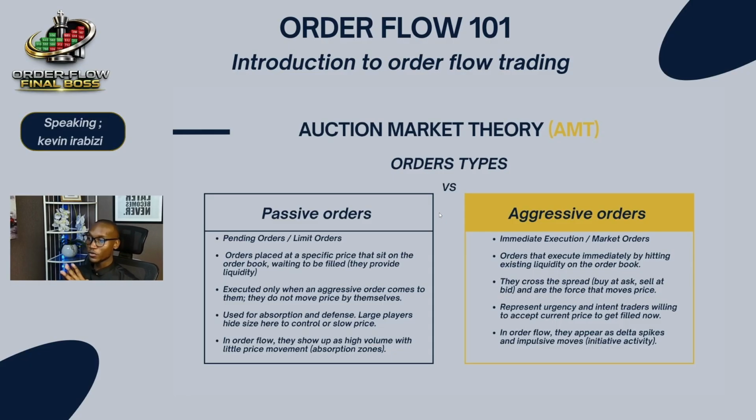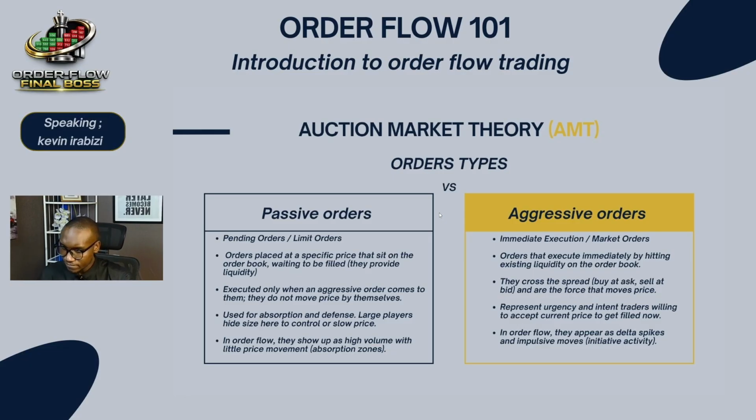So these orders provide us with liquidity, and we know these orders are used as defense and absorption by the big traders. They use these limit orders or passive orders to stop price or to slow down price movement. We're going to get to that later. So in order flow, these orders show up as high volume with little price movement, and using these orders you'll be able to mark out your absorption zones. We are going to learn everything step by step.